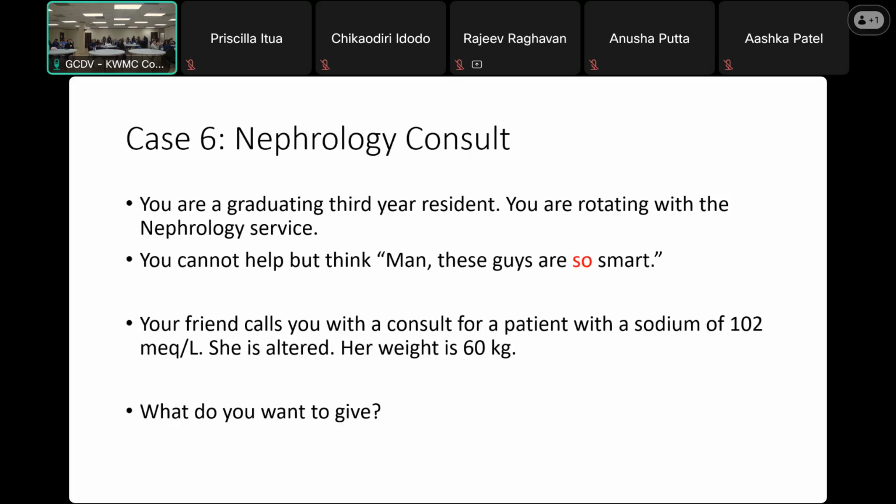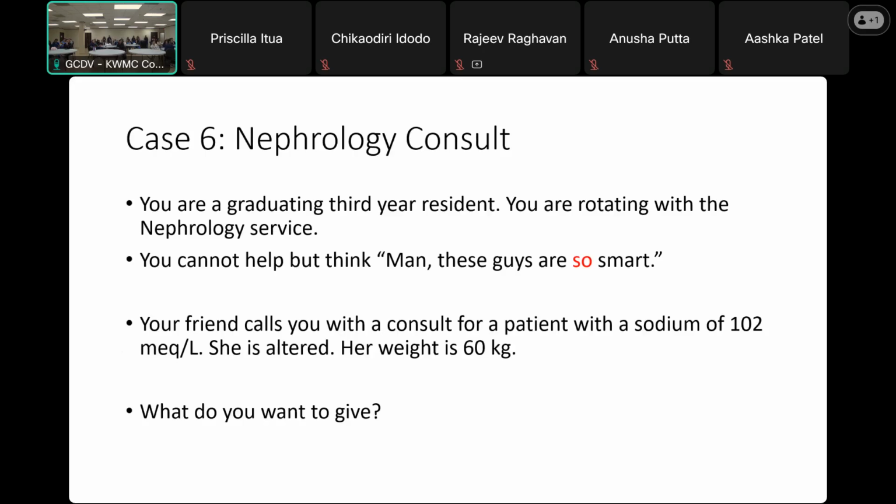All right, so now you're a 3rd-year resident, you're rotating on nephrology, and all you can think about is how smart these nephrologists are. And you get a consult for a sodium of 102 in a patient who's altered, the weight is 60 kilos. What do you want to do for this patient? Hypertonic saline, right?